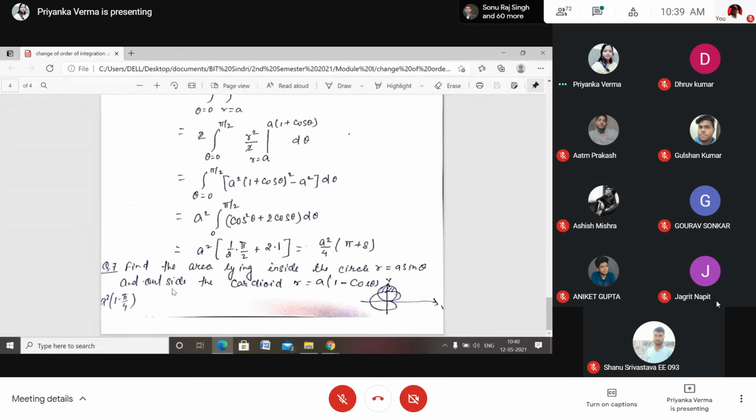Center is 0, a by 2, or a? a. Okay, and the radius? The radius is also a. Fine. So this is the curve of the cardioid in the leaf form, and this is the curve of the circle. So inside the circle but outside the cardioid, this is the graph.